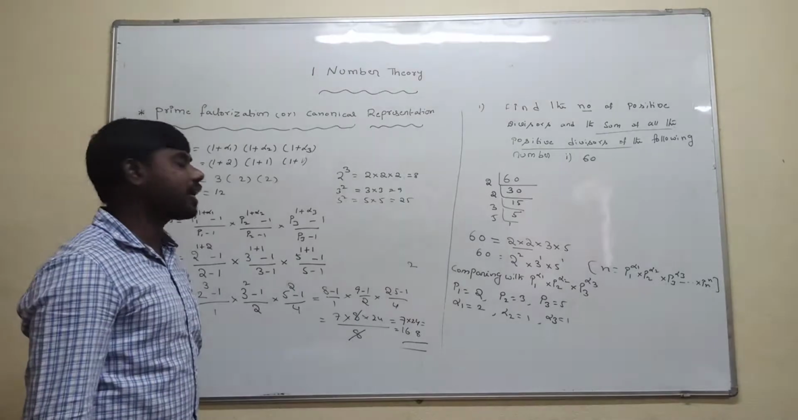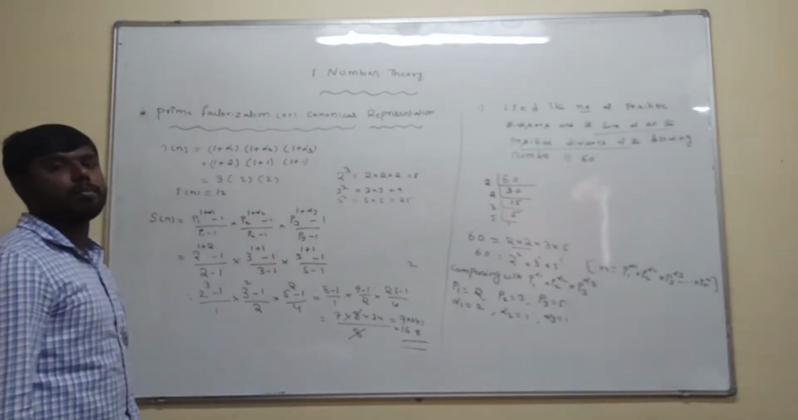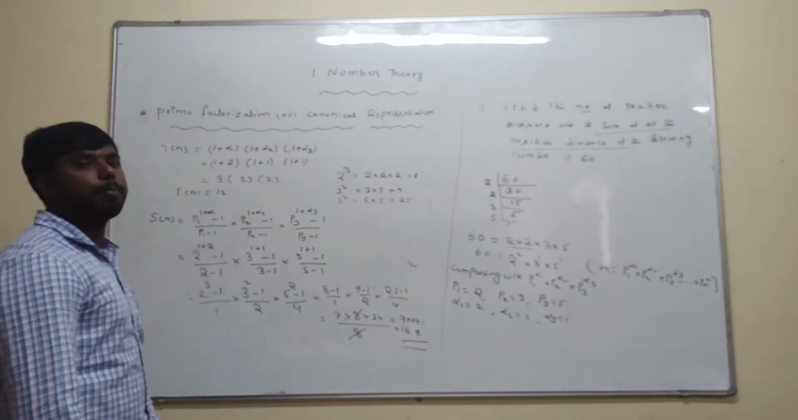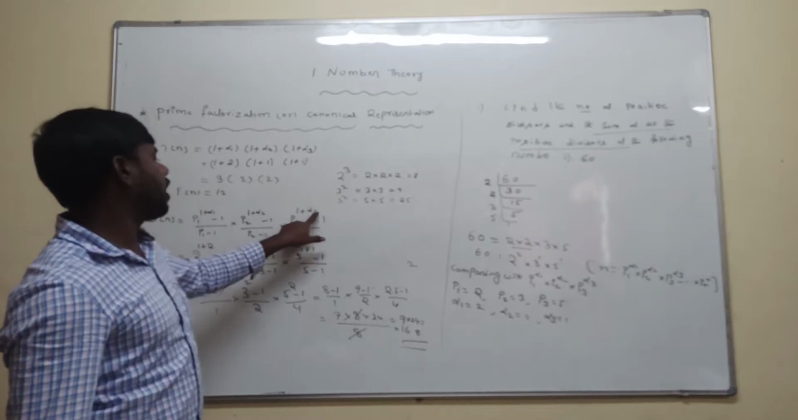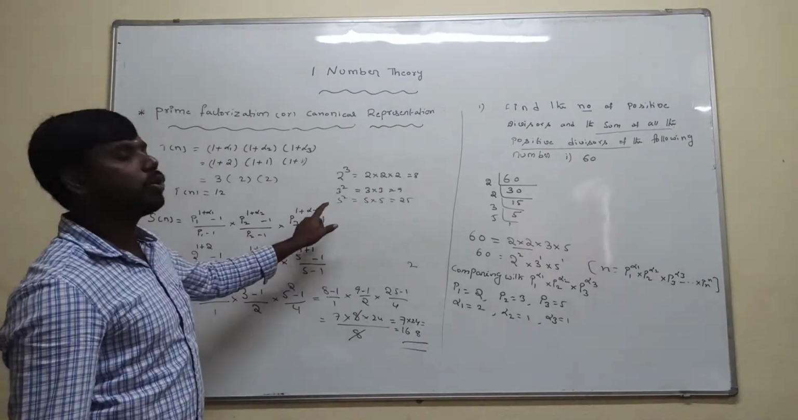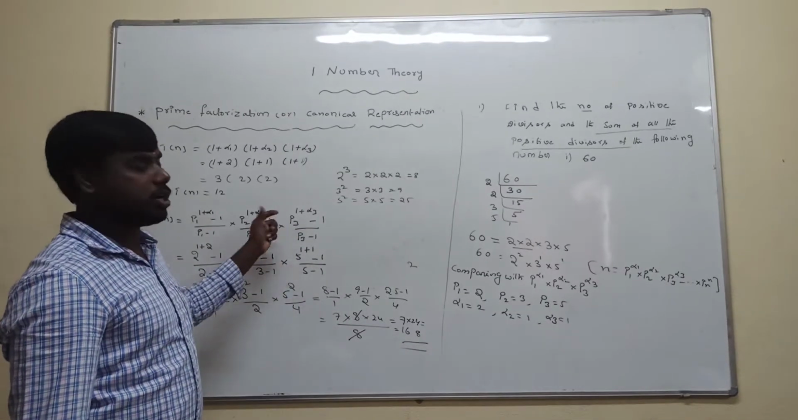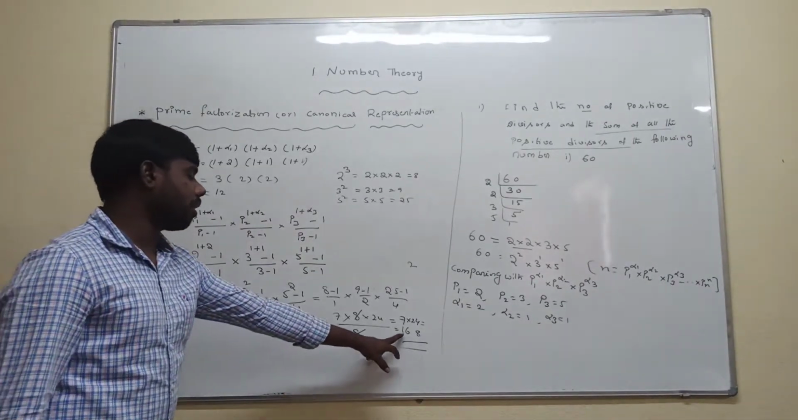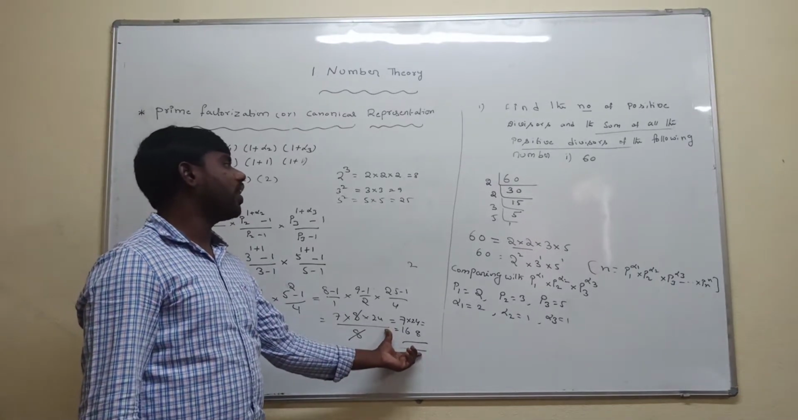Next we need to calculate the sum of divisors. The formula is (P1 power of 1 plus alpha 1, minus 1) by (P1 minus 1) into (P2 power of 1 plus alpha 2, minus 1) by (P2 minus 1) into (P3 power of 1 plus alpha 3, minus 1) by (P3 minus 1). Now substitute the alpha values and the P1, P2, P3 values and simplify. Finally we get 168. The sum of all the positive divisors of the number is 168.